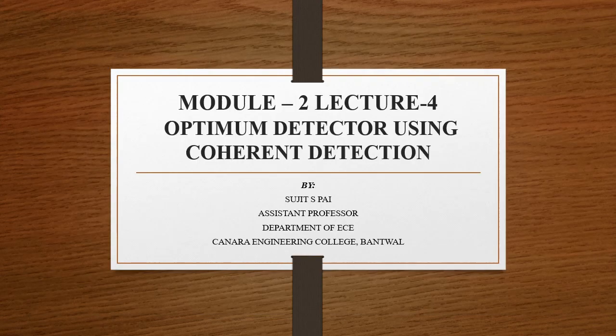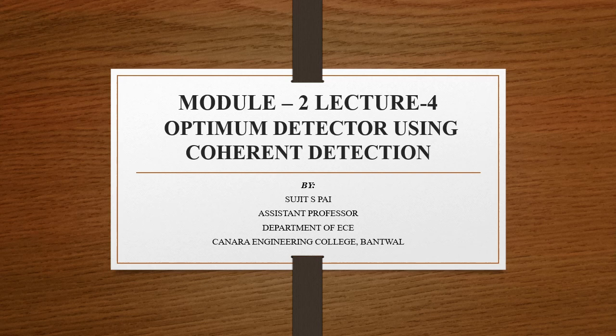Today in this lecture we are going to discuss the optimum detector using coherent detection. Previously we saw some of the basic geometric representation. Then we had a brief idea about the Schwarz inequality and the Gram-Schmidt orthogonalization procedure. So all that procedure, and with the help of that, the conversion of AWGN to our bandwidth, everything we saw.